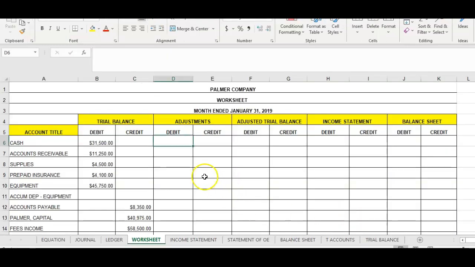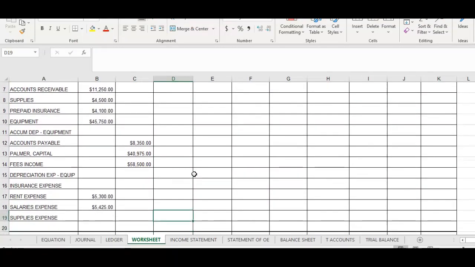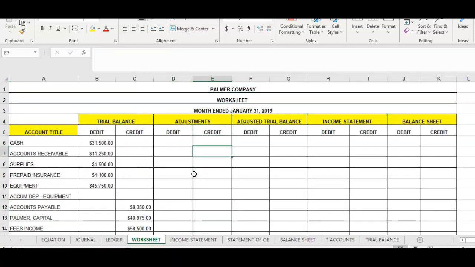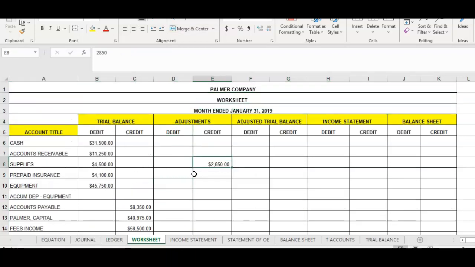So on the worksheet, in the adjustment section, we're going to debit supplies expense $2,850. And in the worksheet adjustment section, we're going to credit supplies for $2,850. Because again, once supplies have been used, their cost now becomes an expense. So for the adjustment, we'll debit supplies expense $2,850, credit our supplies account for $2,850.